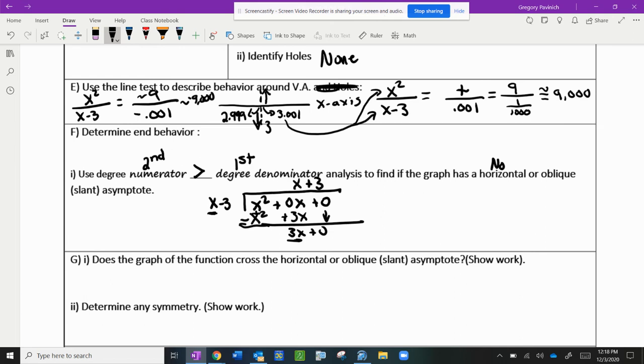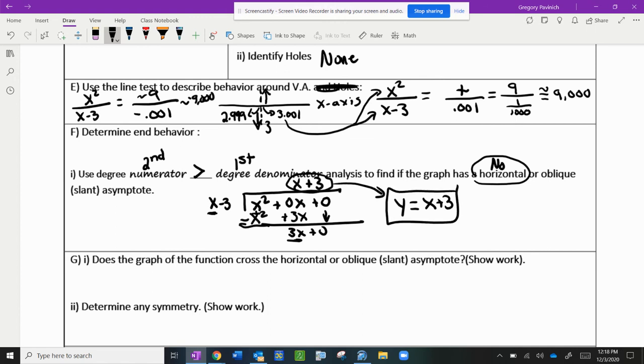I don't care about my remainder when I have a slant asymptote or a non-horizontal one. My asymptote is going to be the result without the remainder. So it's y equals x plus 3.